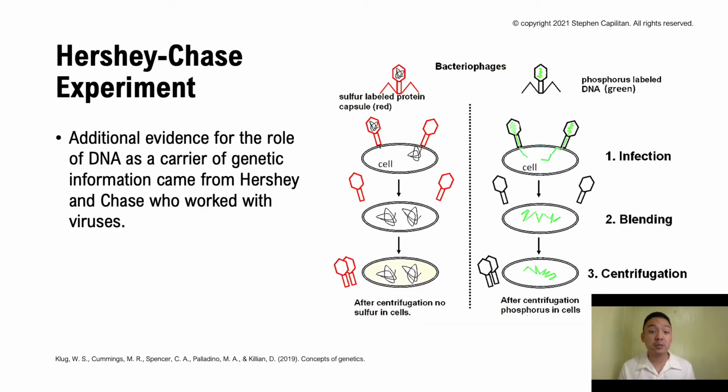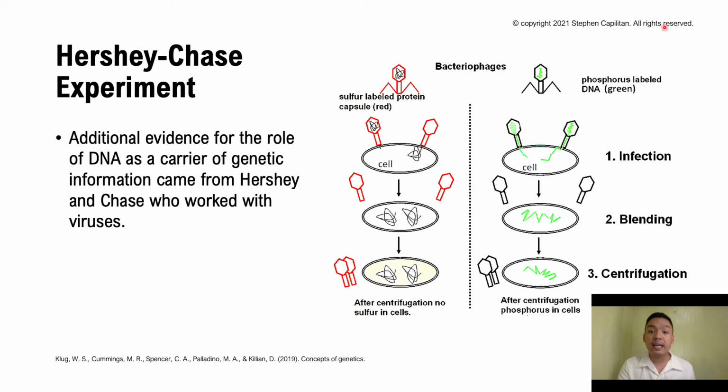Other experiments provided evidence for the role of DNA as a carrier of genetic information, coming from the Hershey and Chase experiment, and they worked on viruses. The bacteriophage, a virus that infects bacteria, had sulfur-labeled protein in red, and it attached to the cell, releasing its genetic components into the cell. They collected the bacteriophages, and the result of this centrifugation was no sulfur in the cells.